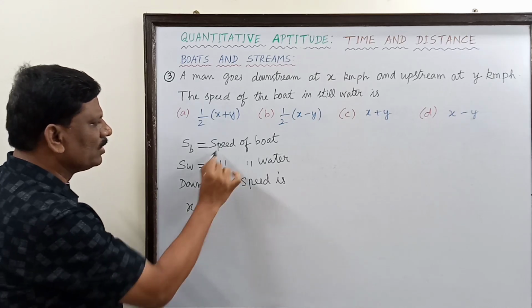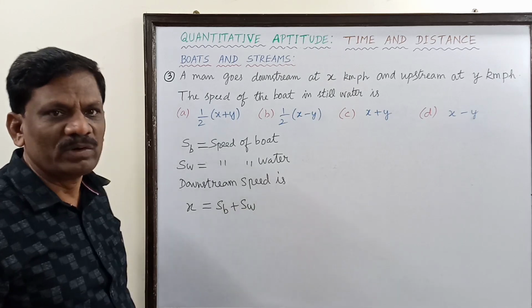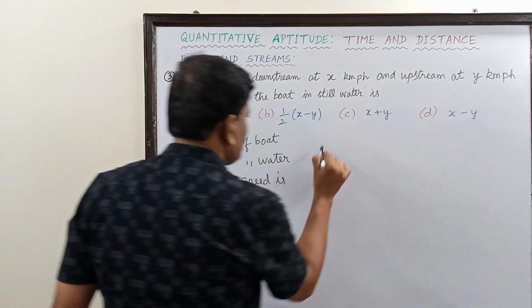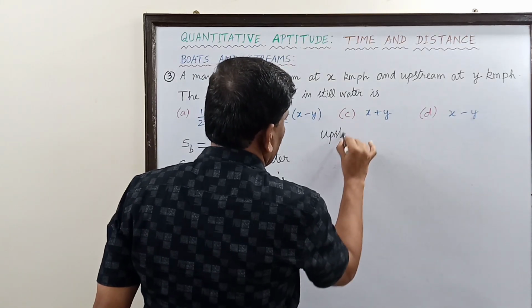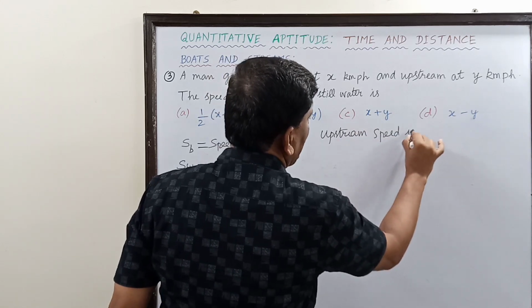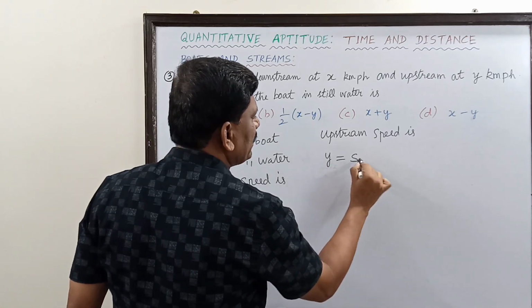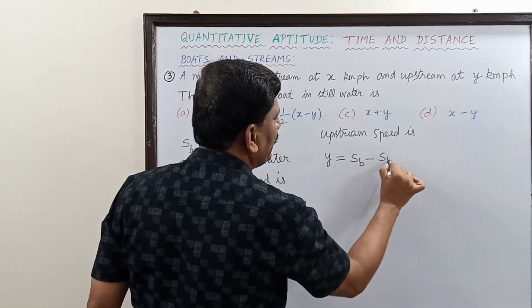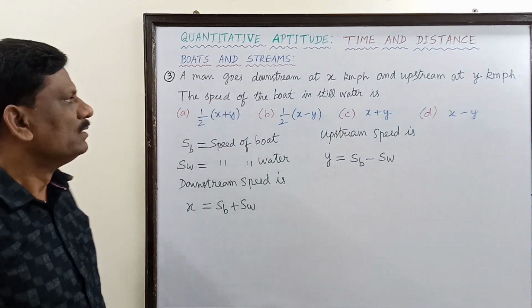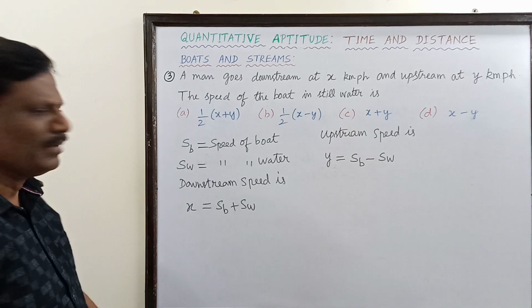So x is equal to SB plus SW. Similarly, upstream means against. So the upstream speed is given by y km per hour. So y must be equal to what? The speed of the boat minus the speed of water. So what is the actual speed of the boat? That is SB, which has to be determined.